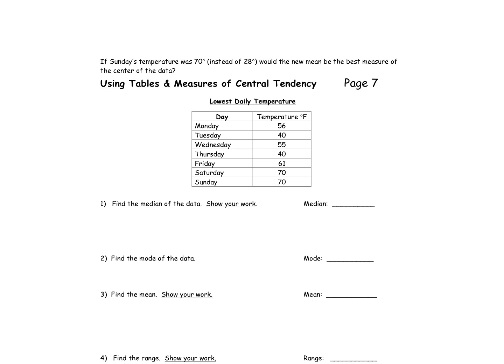Speaking of last lesson, this question should have been on page 6. Before it was copied, I didn't realize that this question ended up on page 7. So let's go back and refer to page 6. If Sunday's temperature was 70 degrees, and if you recall, the highest temperature was 28 degrees, would the new mean be the best measure of the center of data?